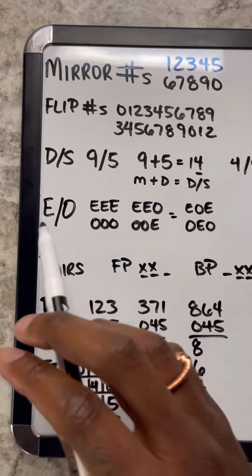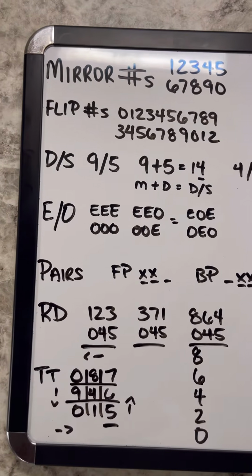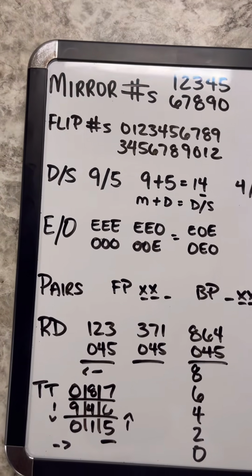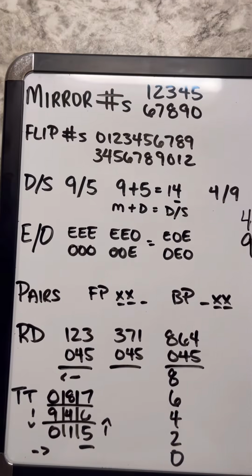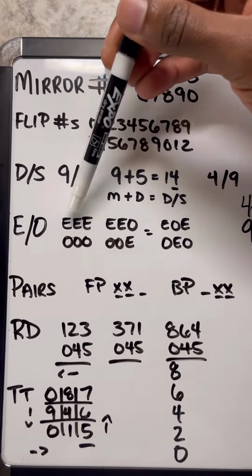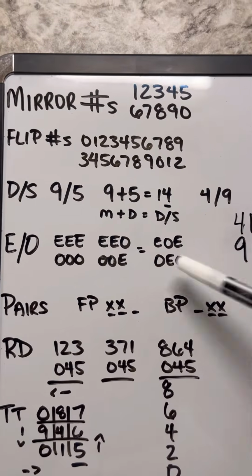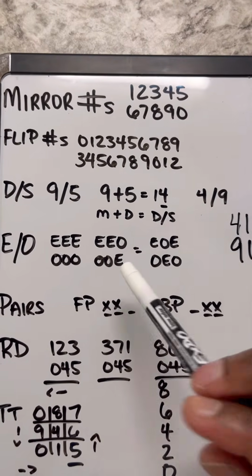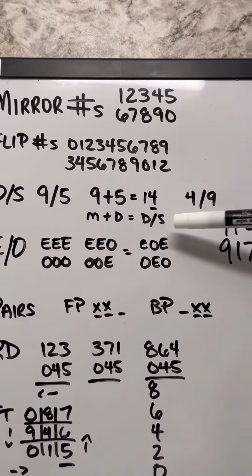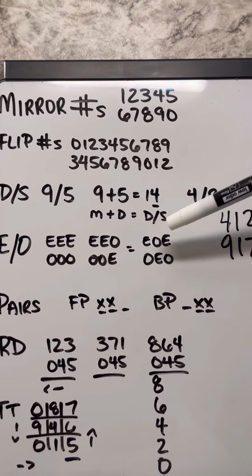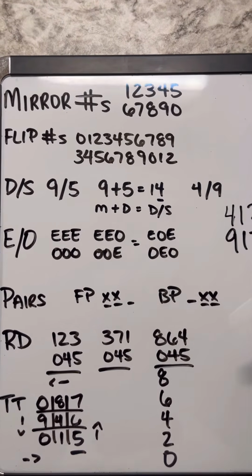After that, we got the odd and even patterns. This is another way that you can look to pick your numbers. The different variations: you got all even numbers, all odd numbers. You got even, odd, odd, even. From there, you can put it in different forms. You can do even, odd, even, odd.